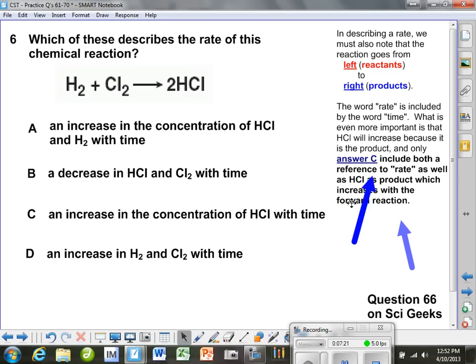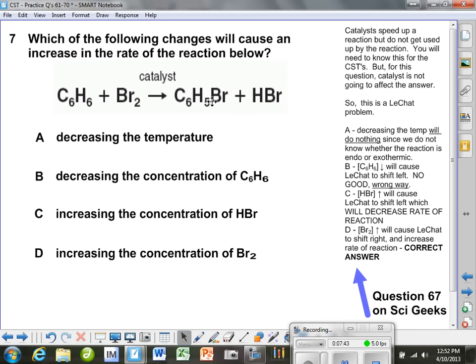It includes both a reference to the rate as well as HCl as the product, which will increase with the forward reaction. So an increase in the concentration of HCl with time is what is going to happen with this reaction. And that's all there is to this one. Going on to number 7.